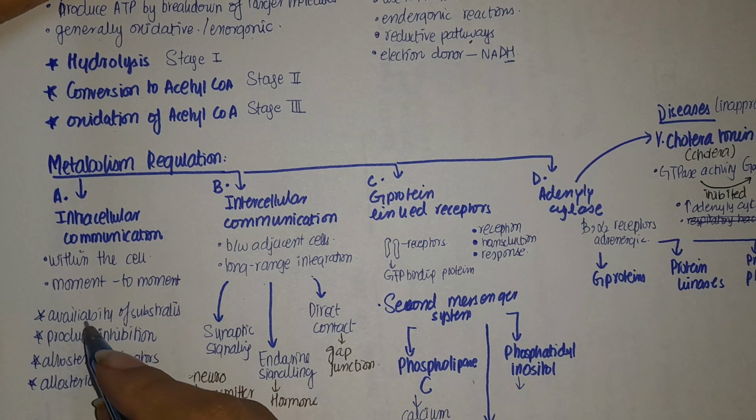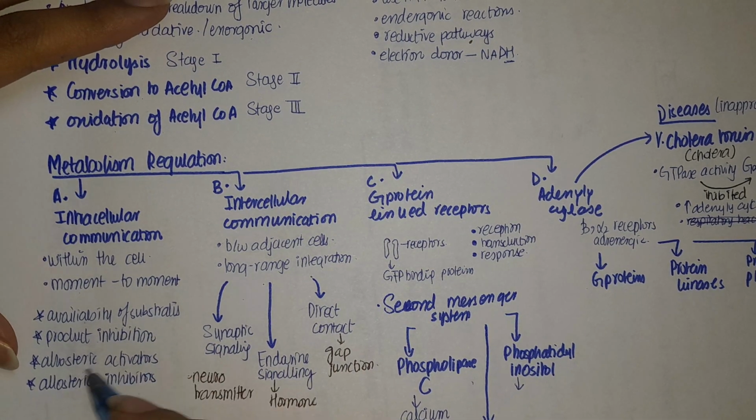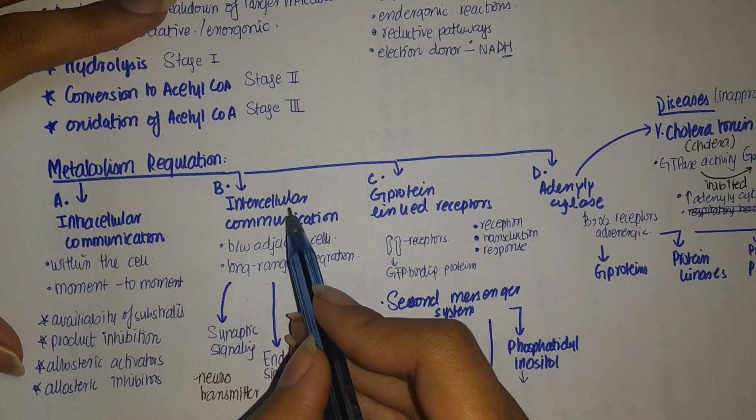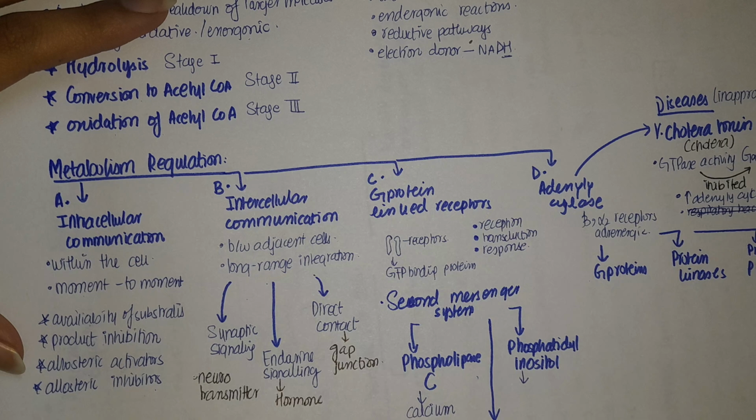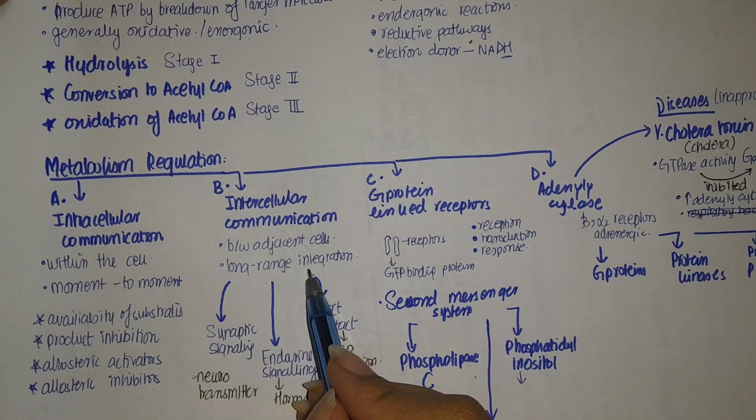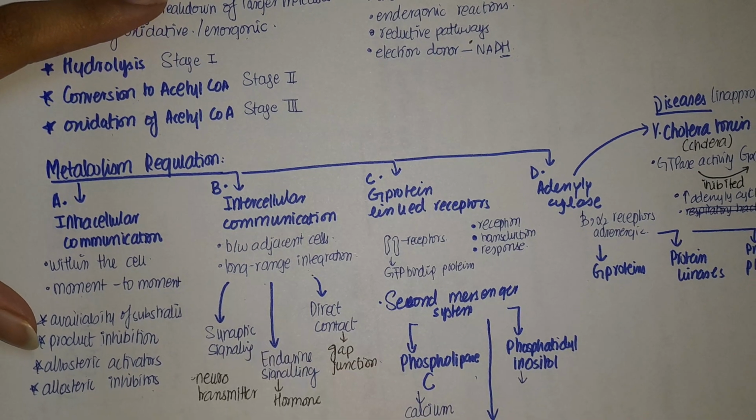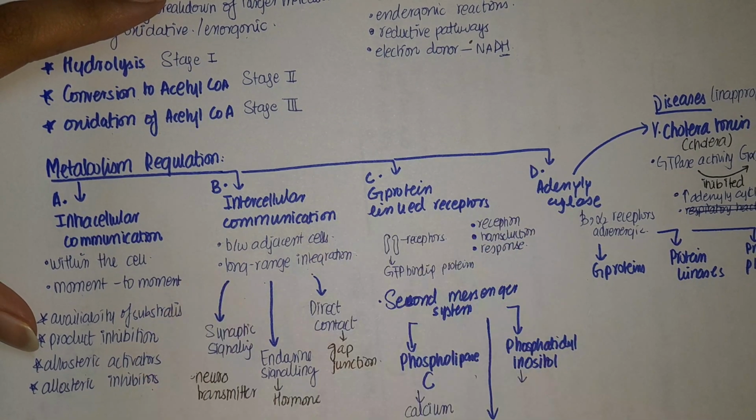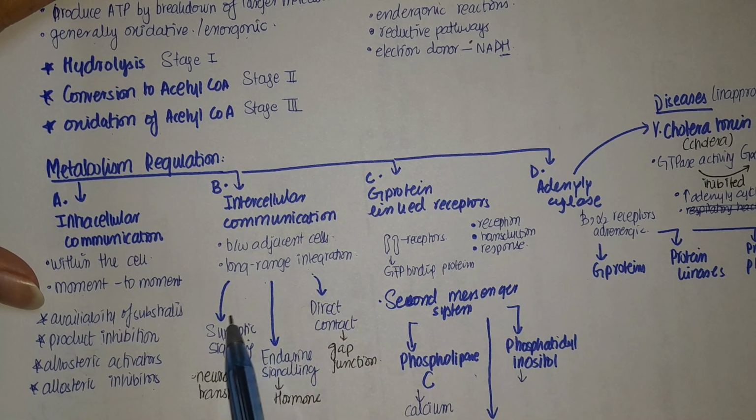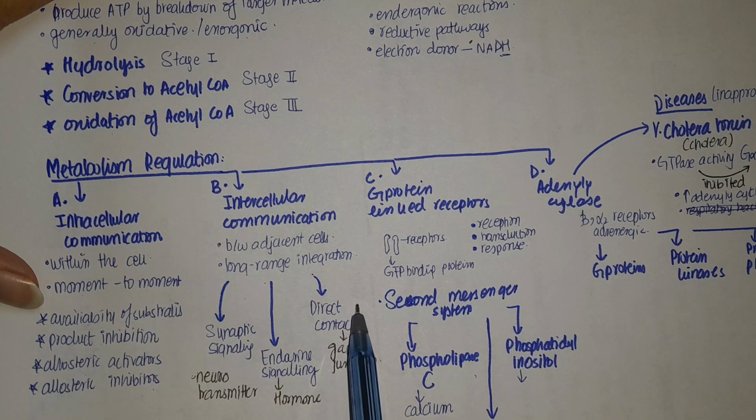It depends on availability of substrates, product inhibition, allosteric activators or allosteric inhibitors. Now intercellular communication, that is communication between the cells, and it is a long range integration or long range interaction. And there are three things that majorly regulate this pathway: synaptic signaling, endocrine signaling, and direct contact.